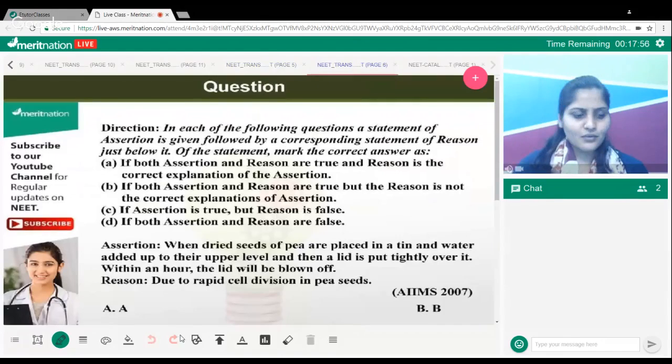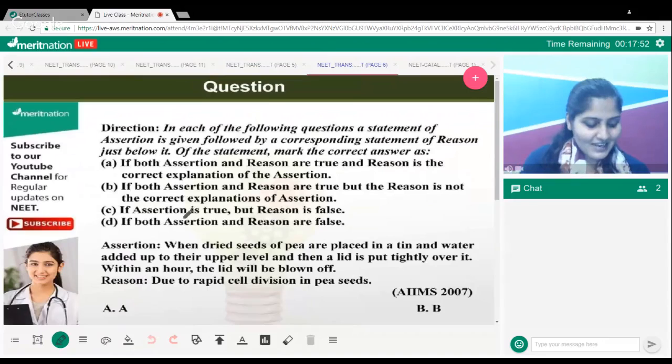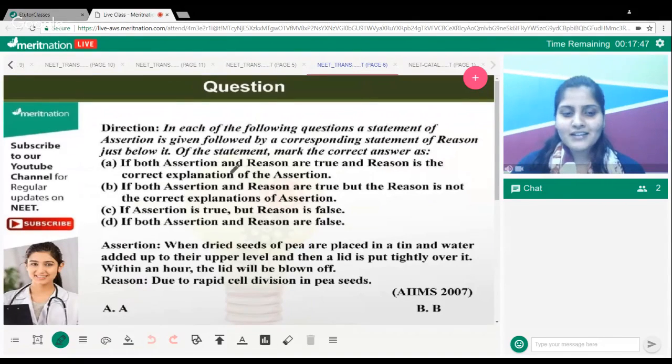And another one. No, this was not the last question. I'm sorry for that. There's another question, another assertion and reason. Let's just try to solve this one as well. And now this is my fun. This is something I really love, this particular concept. It's about imbibition. Imbibition is my favorite topic from this portion.